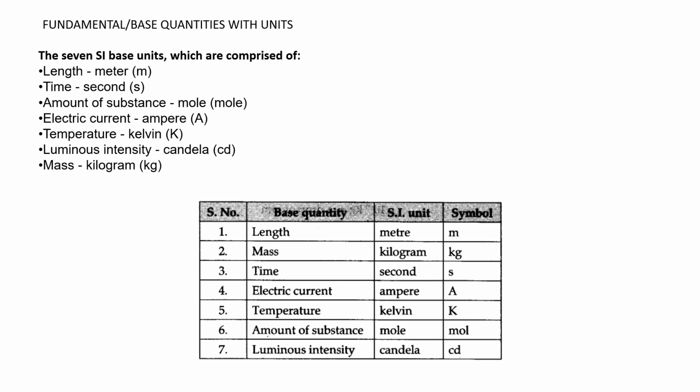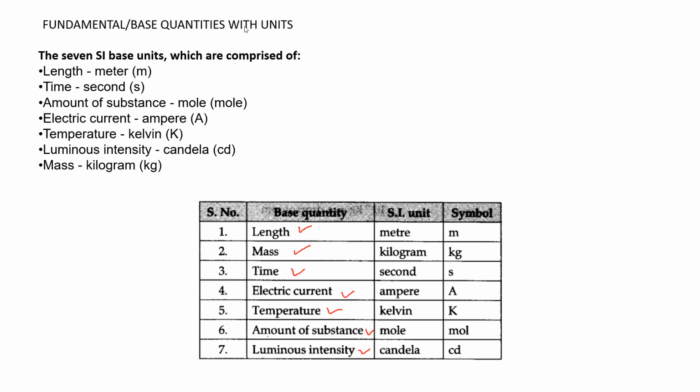Let's start with the first topic. The first topic is about length and time. But before this starts, there are certain basic things which you should know. Number one, the fundamental quantities or the base quantities with their units. There are basically 7 fundamental or base quantities. What are the 7 base quantities? The quantities are length, mass, time, electric current, temperature, amount of substance, and luminous intensity or light intensity.